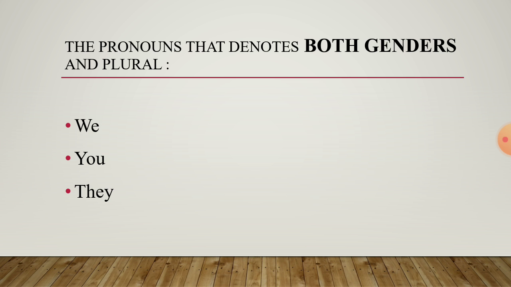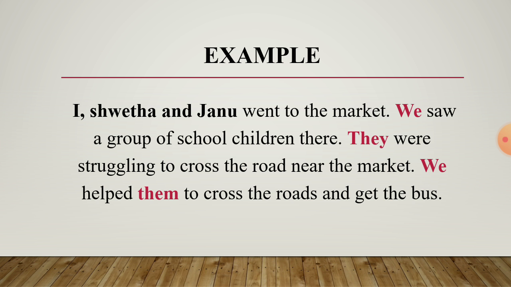The pronouns that denote both the genders and plural are we, you and they. For example, I, Shweta and Janu went to the market. We saw a group of children there. They were struggling to cross the road near the market. We helped them to cross the road and get the bus.